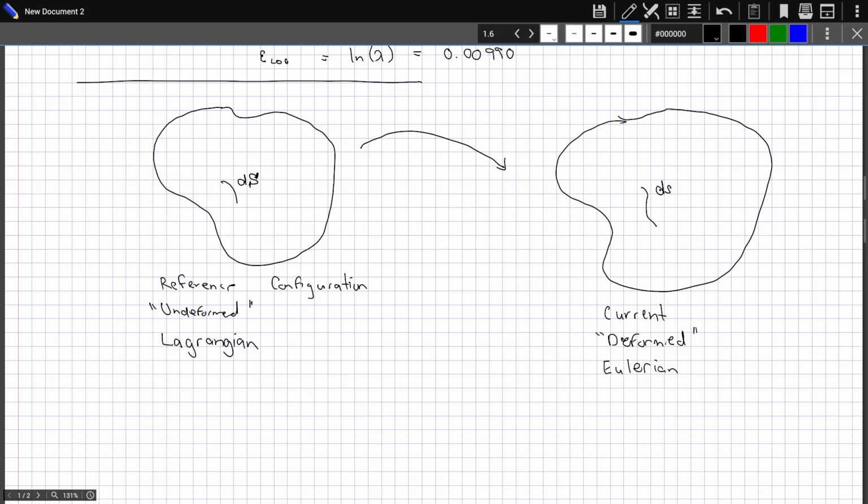Just like in one dimension we have a linear strain, change in length over length, we have a volumetric strain too, which is like change in volume over initial volume. So that's the goal of what we're doing here, is to track line segments.